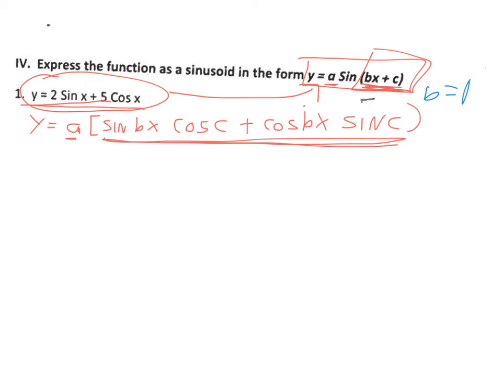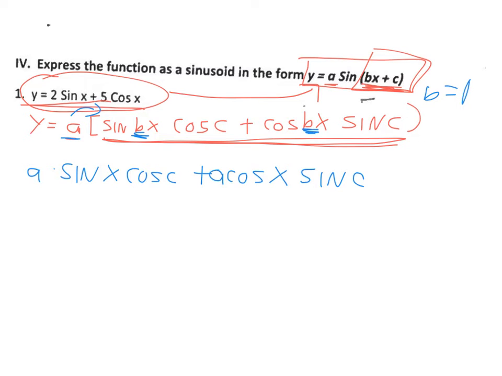And then, in a different color, I'm just going to distribute a to the two terms on the inside. So we're going to have a times the sine. Now, I've already stated that b has to be 1, so I'm just going to leave it as sine of x, times cosine of c, plus cosine. Again, we're going to say b is 1, so we'll say cosine of x. Whoops, I forgot the a. All right, distribute that a, and then times the sine of c.